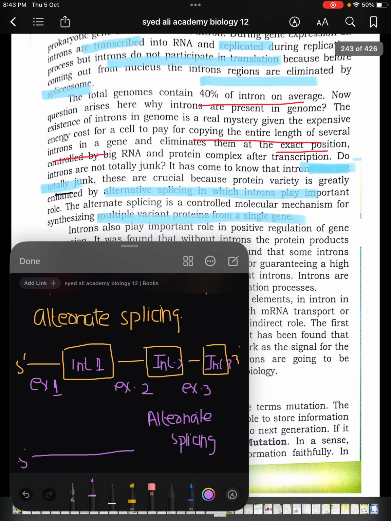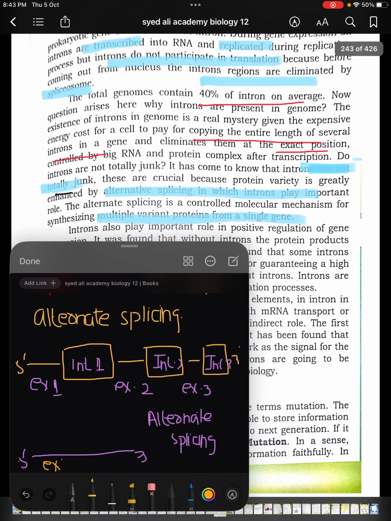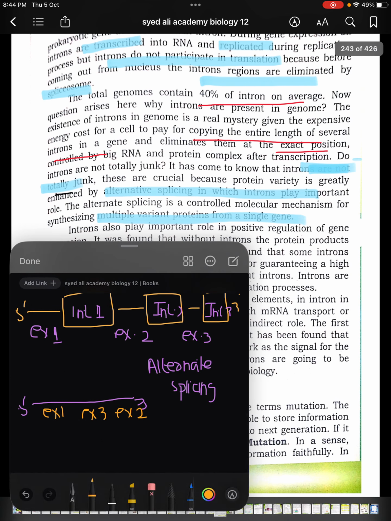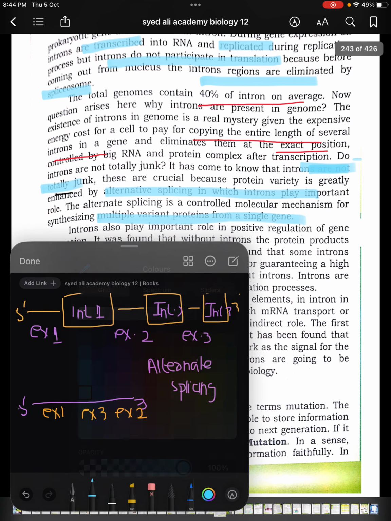this is 5 prime to 3 prime. First of all, what will happen? First exon 1 will come, then exon 3 will come, then exon 2 will come, right? Basically this is not in sequence. It means that intron 2 has taken some time to get spliced, right?